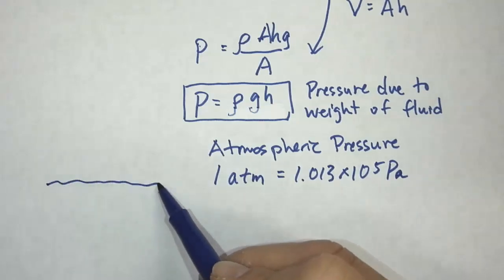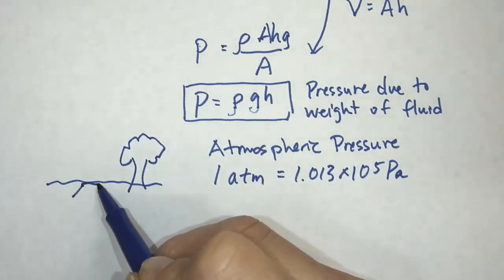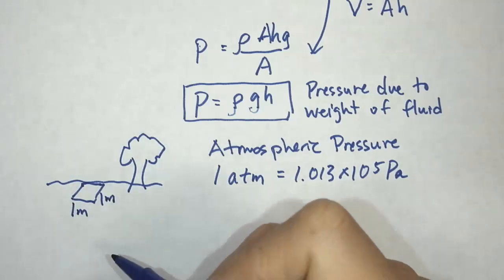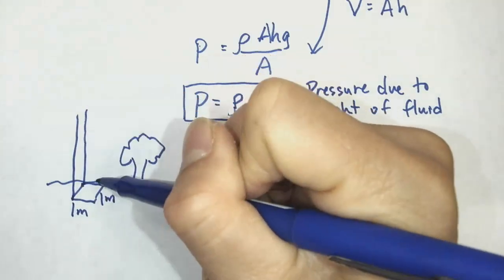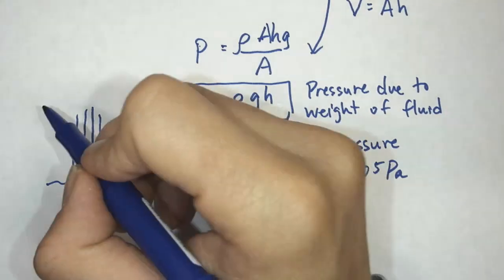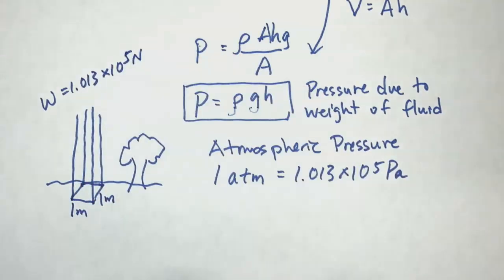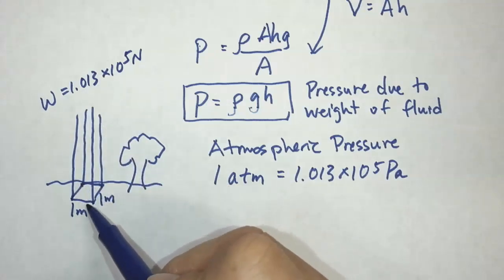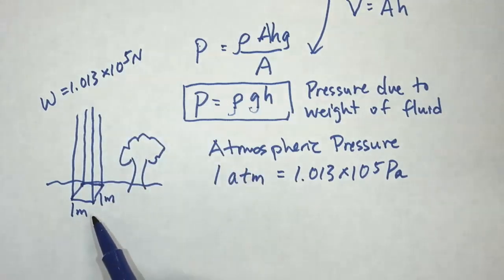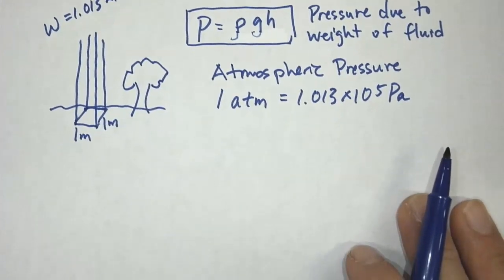And so to illustrate this idea, let's say that we were outside, and let's say we mark out an area of 1 meter squared right here. If we were close to sea level, the air above that area would have a weight of 1.013 times 10 to the 5th newtons. So the force from this weight on this square meter is 1.013 times 10 to the 5th newtons per meter squared. And that's what we mean by this 1.013 times 10 to the 5th pascals.